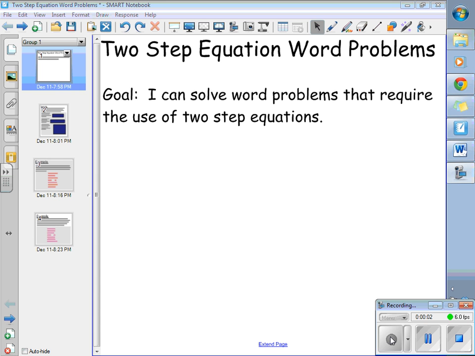Today's lesson is two-step equation word problems. Our goal is that we can solve word problems that require the use of two-step equations. As always, pause when you need to get something down. I'm going to keep going at a fairly brisk pace, and you just pause as needed.